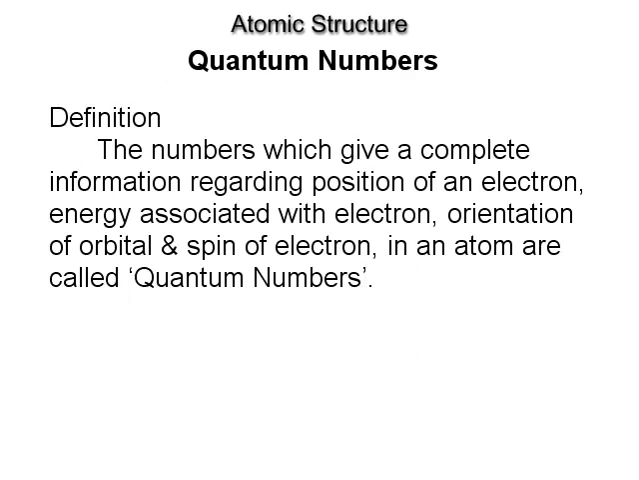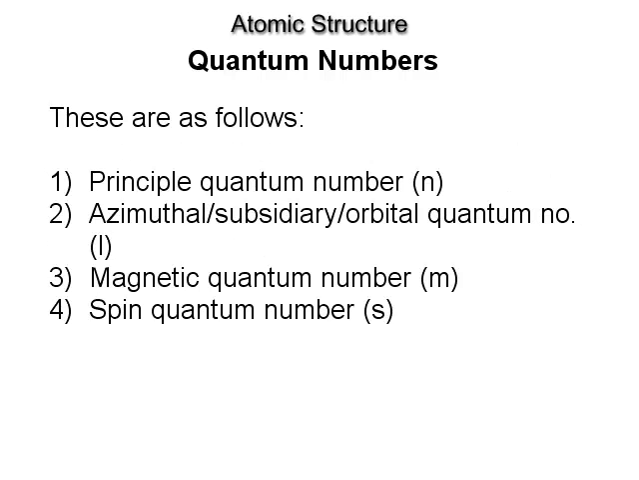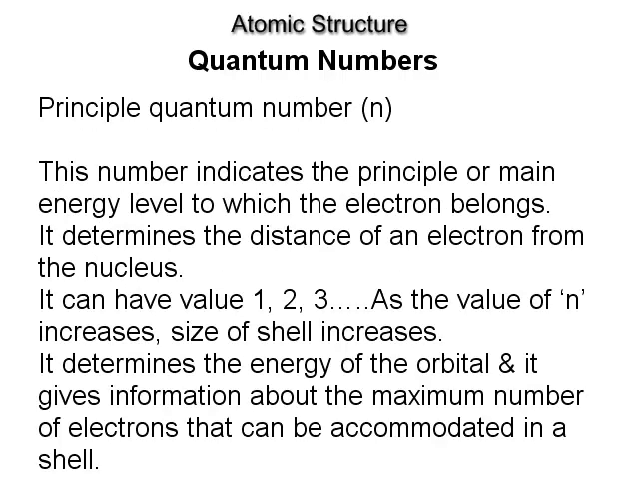Quantum numbers. Definition: the numbers which give complete information regarding the position of an electron, the energy associated with an electron, the orientation of an orbital and the spin of an electron in an atom are called quantum numbers. They are as follows: the principal quantum number n, the azimuthal, subsidiary or orbital quantum number l, the magnetic quantum number m, and the spin quantum number s.